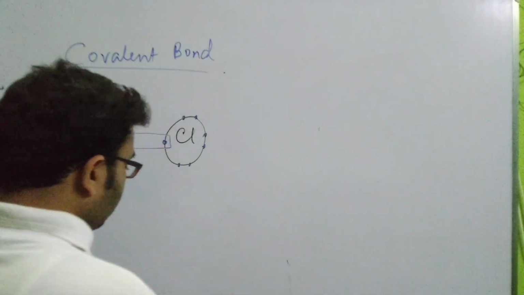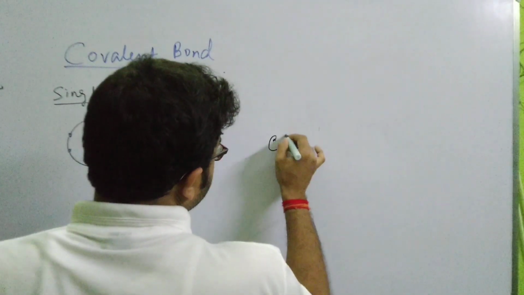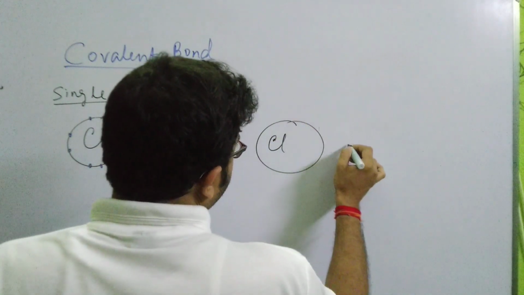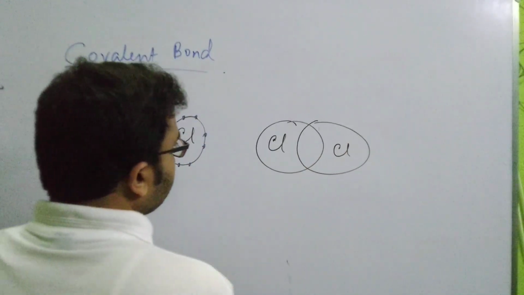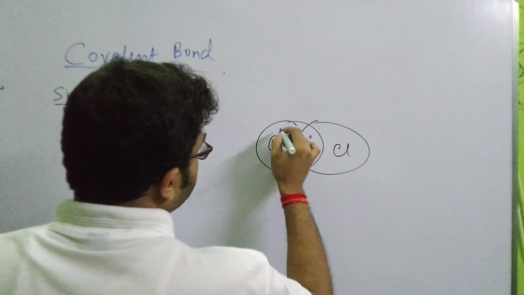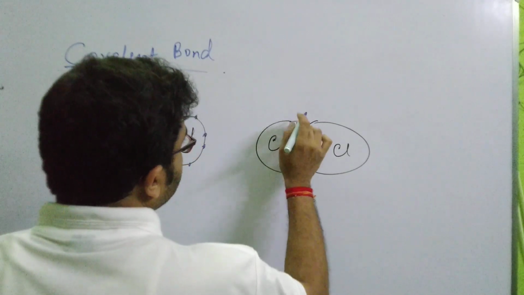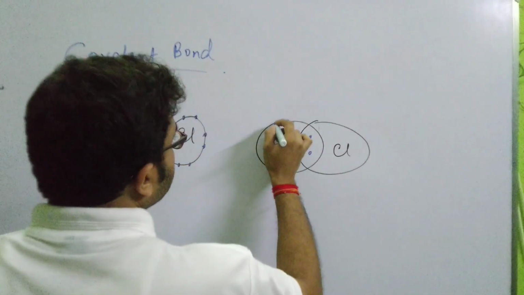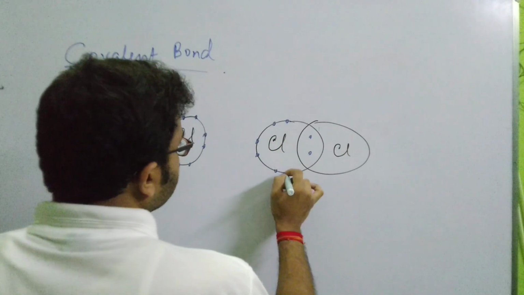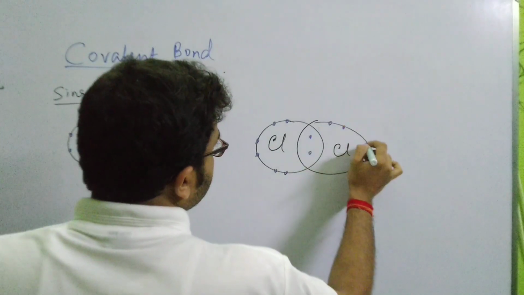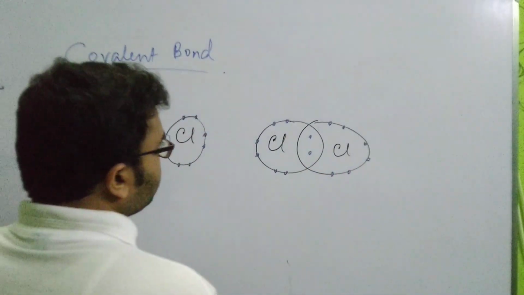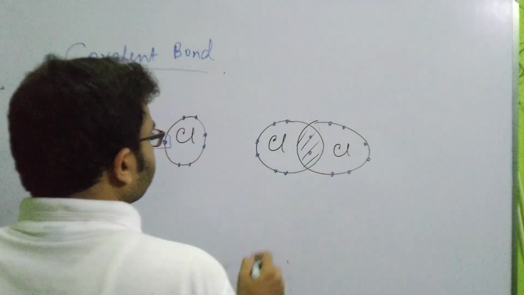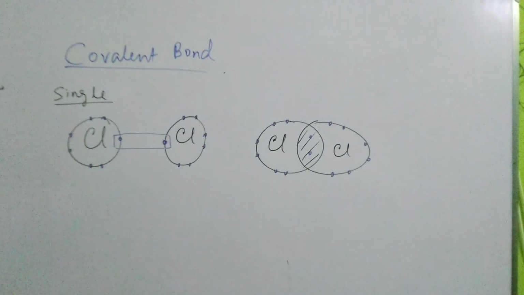It leads to the formation of a structure like this. The chlorine atoms overlap at a certain point, and these shared pair of electrons lie in the overlap region. Other electrons are present in the shell: 3, 4, 5, 6, 7, 8. So this is the region where the shared pair of electrons is present, and this is a single covalent bond. This is an example of single covalent bond.